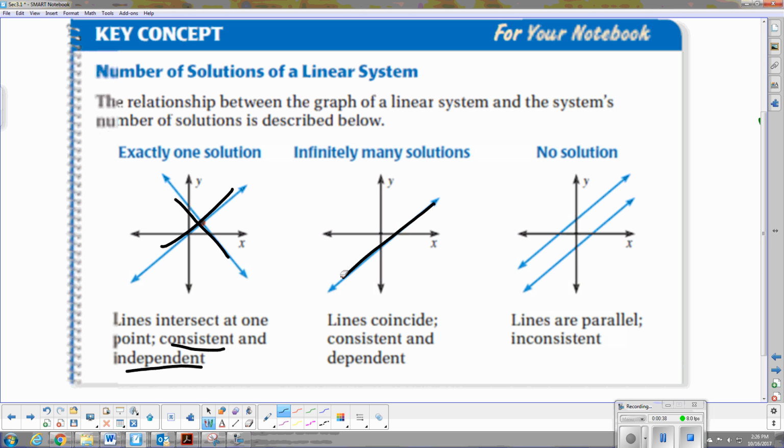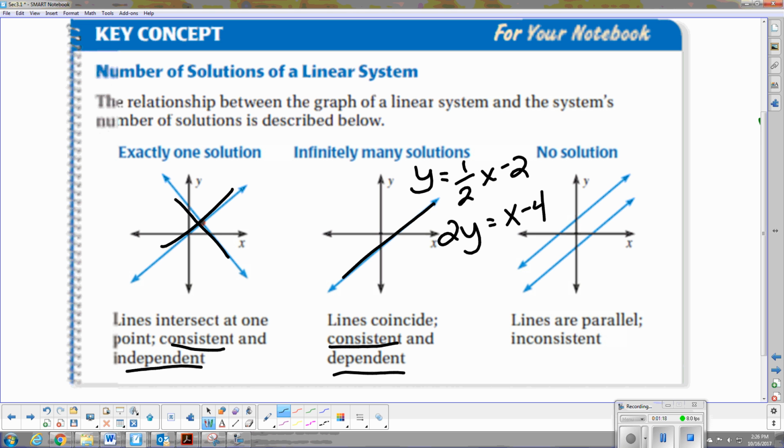This is the same line graphed twice. So if you have the same slope-intercept equation, so for this one it would be something like y equals 1/2 x minus 2. You might have it in some different form, like 2y equals x minus 4. But when you actually graph it, it's the same line. The lines coincide, it's the same exact line, so it's consistent because it has at least one solution, and it's dependent because it has infinitely many solutions.